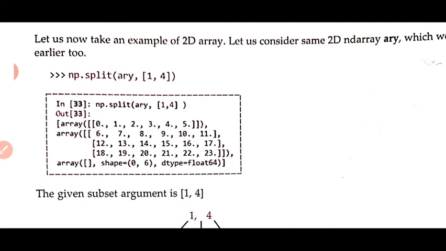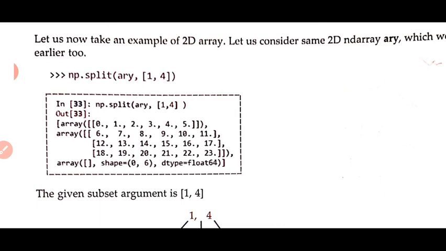So 0 to 1 is 0 to 1 minus 1, meaning 0 only, so row number 0. Second is 1 to 4, meaning 1 to 4 minus 1, so row numbers 1, 2 and 3. And 4 is row number 4 to last. So there is no row number 4, so only empty will be there.